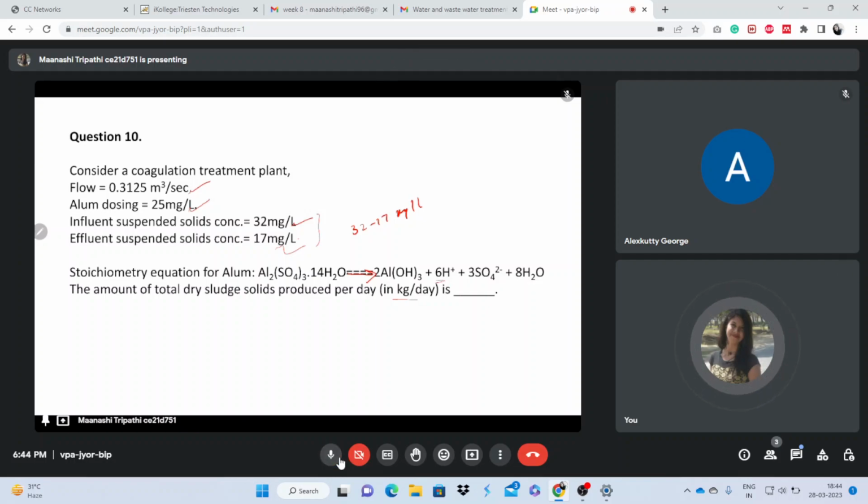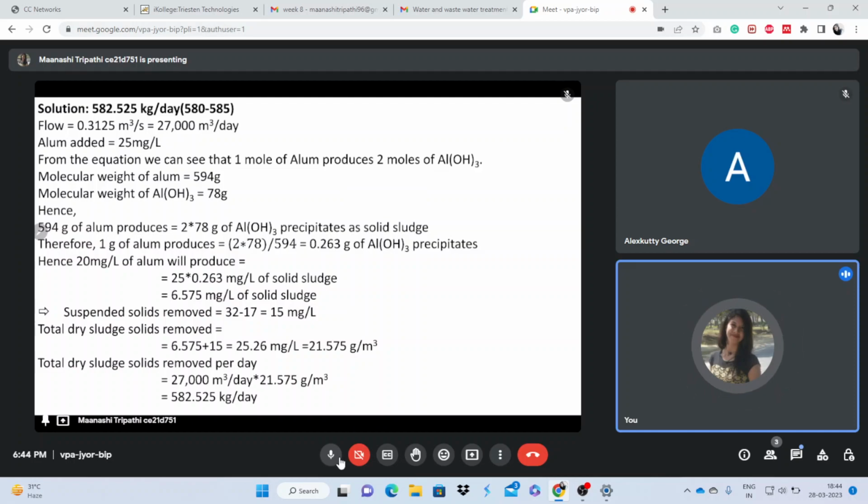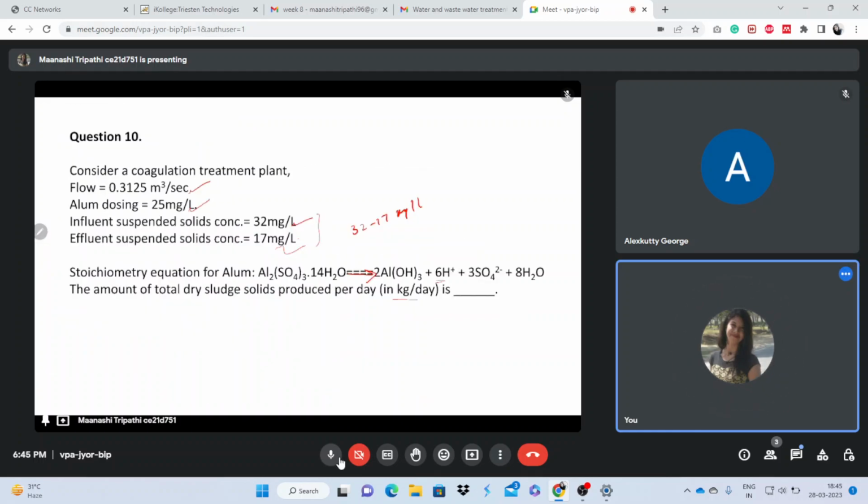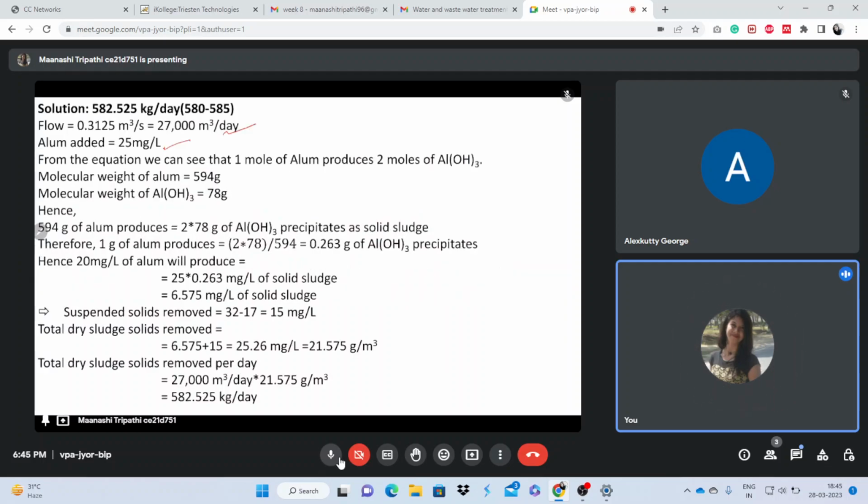We'll see the solution now. So we know the flow, which is 27,000 meter cube per day. Alum added is 25 milligram per liter. From the equation, we can see that 1 mole of alum produces 2 mole of Al(OH)3. So molecular weight of alum we know, of Al(OH)3, aluminum hydroxide we call it. Then 594 gram of alum produces 2 into 78 gram of aluminum hydroxide to precipitate as solid sludge.